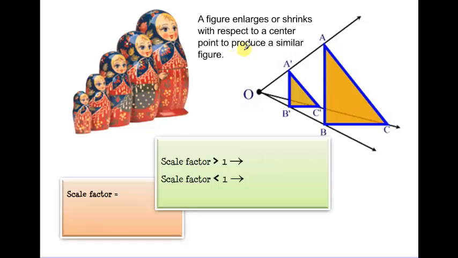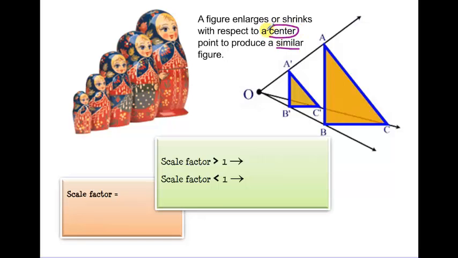In a dilation, a figure enlarges or shrinks with respect to a center point to produce a similar figure. Remember, similar means that we are staying the same shape. We're just going to be bigger or smaller depending on a scale factor. So let's talk a little more about this idea of a center point.